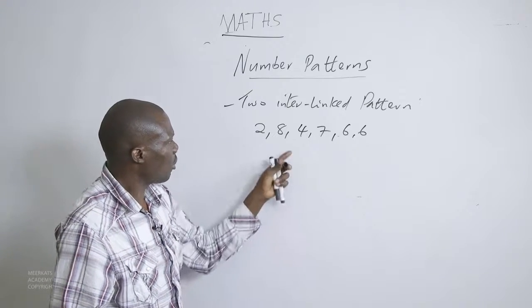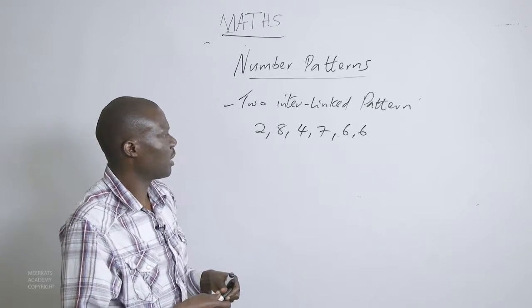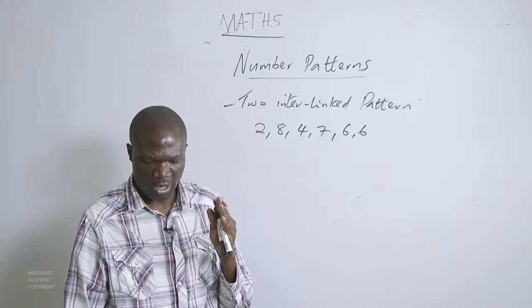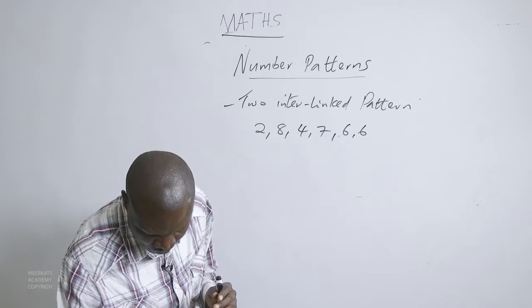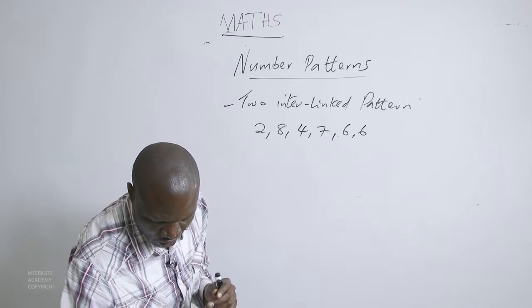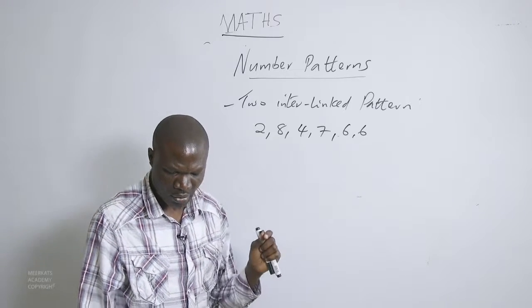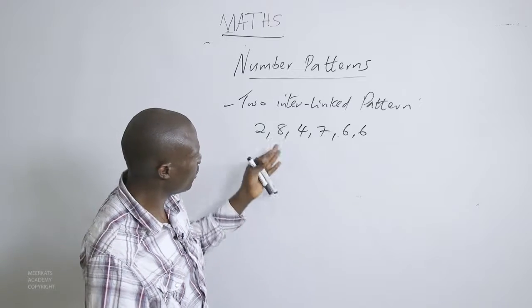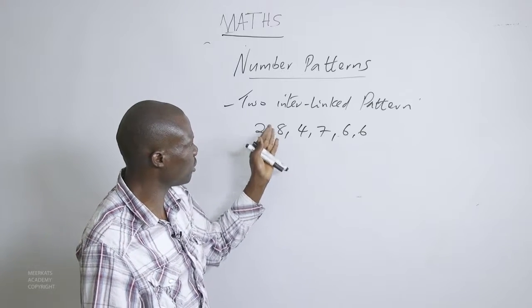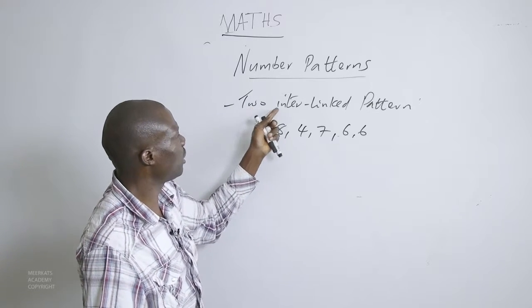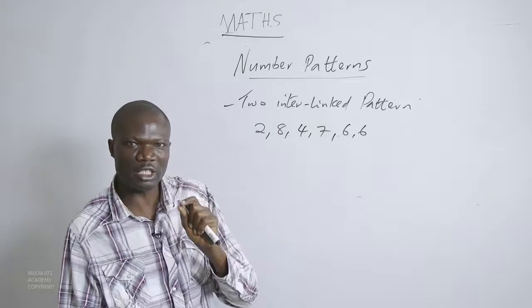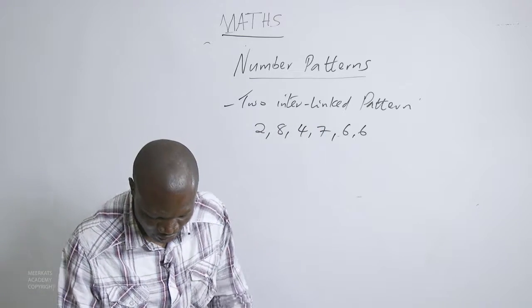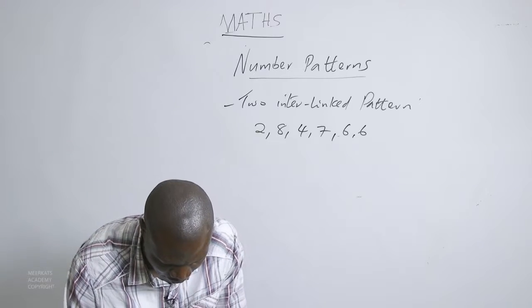Now, we want to look at the odd number that we have, and we are going to increase it, and having increased it, we see whether we shall develop a pattern from this, because we want two interlinked patterns. So it's not just a single one, but there are quite a number of patterns that are involved.